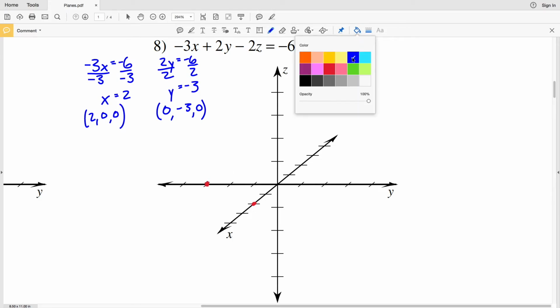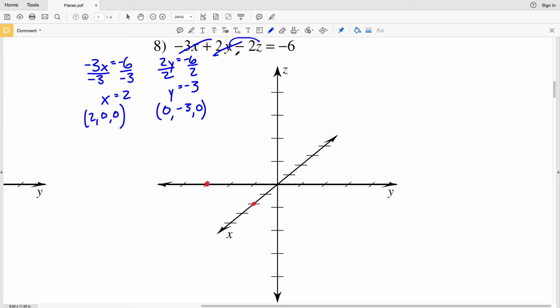And then lastly, for my z-intercept, that occurs when x and y are 0. So that's going to be negative 2z equal to negative 6, which, when dividing by negative 2, will give me that z is equal to a positive 3. So plotting the point 0, 0, 3, that's going to be 3 up.